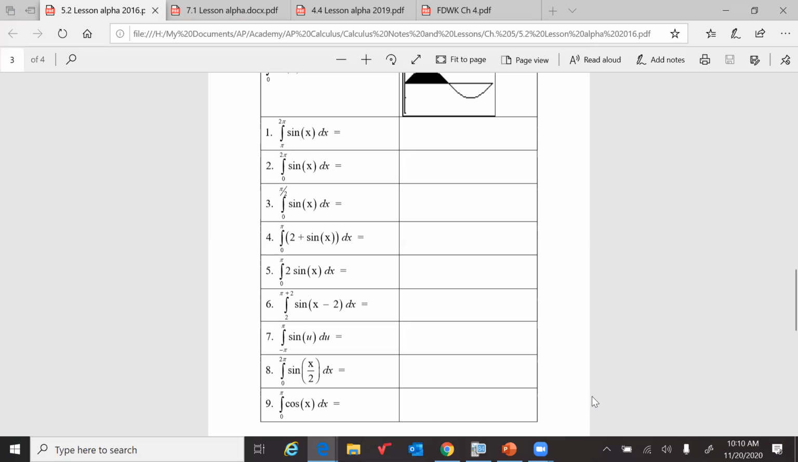Now you have the cosine waves from 0 to pi. Let's see what Evan got. He got 0, it's correct. Does that make sense? Because number 9 is going to be 0, because the cosine wave would look like this, right? And you would have 1 plus a negative 1, the area above the axis and the area below the axis.